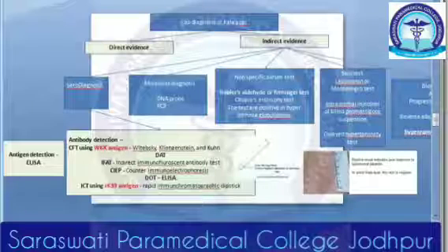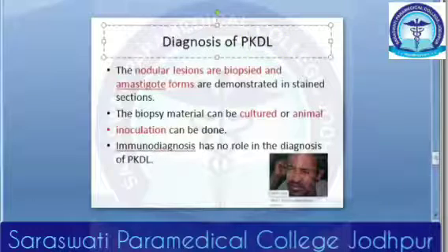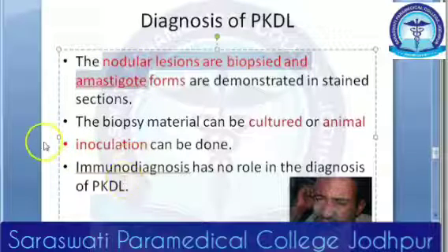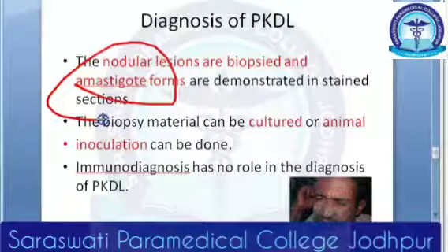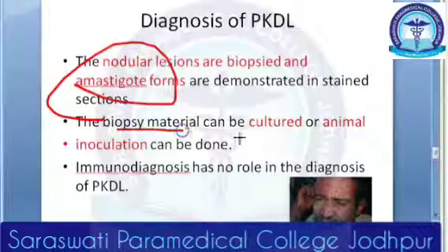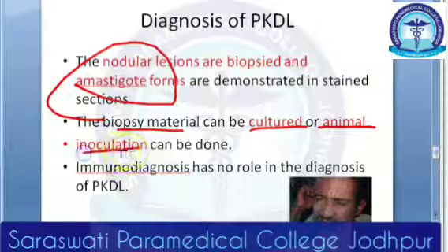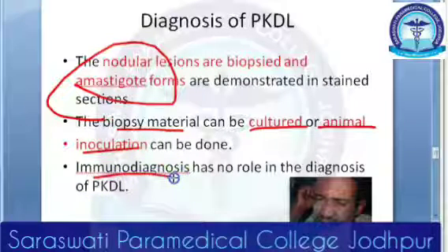Let's move on and just put a word on the diagnosis of post Kala Azar dermal leishmaniasis. Here there will be nodules, you know that, and when you do a biopsy of the nodule, you will get the amastigote form only, because in humans you will find only the amastigote form, correct? The biopsy material you can culture, and when you culture, you will see the promastigote form. When you do animal inoculation, you will see again the amastigote form in the nodule. So basically it's almost the same thing as visceral leishmaniasis. Immunodiagnosis has no role, they are saying.